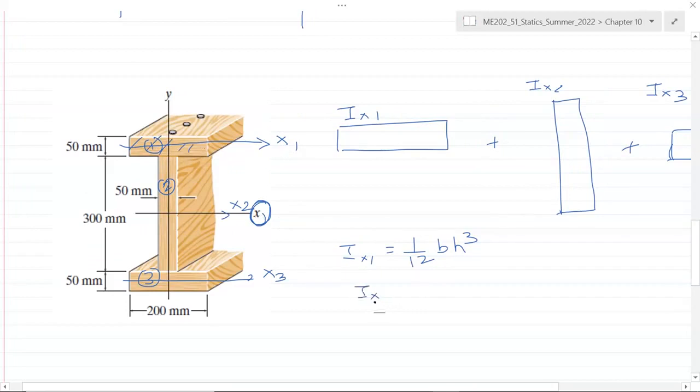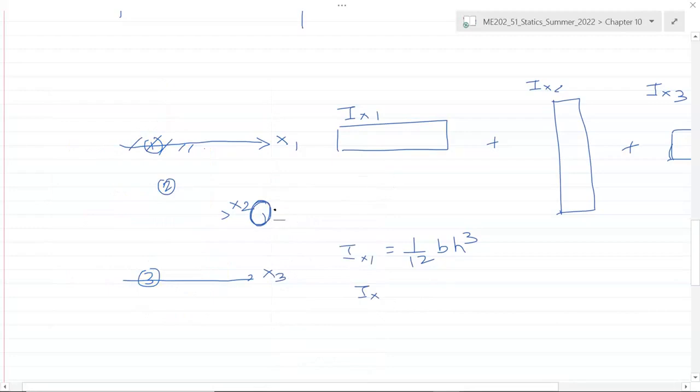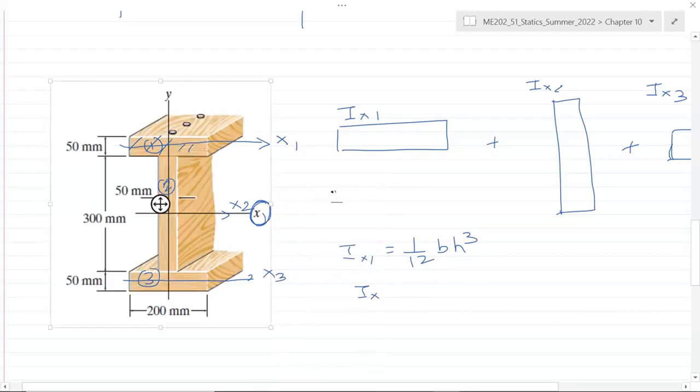So Ix for shape 1, let's call this x dash for now. So we are defining the main axis as x dash. So Ix dash is equal to Ix1 plus A d squared, where we can call this d1, where d1 is the distance between the two parallel axes here. So that will give us Ix1 dash, that is the moment of inertia of shape 1 about the x dash axis.